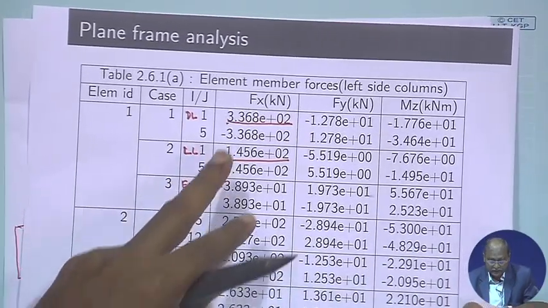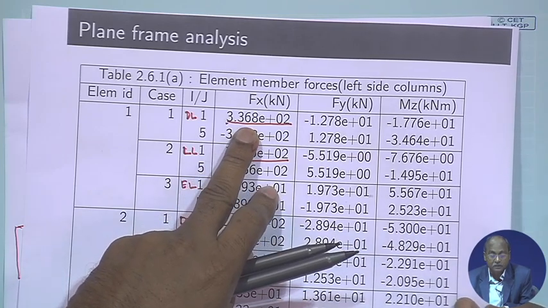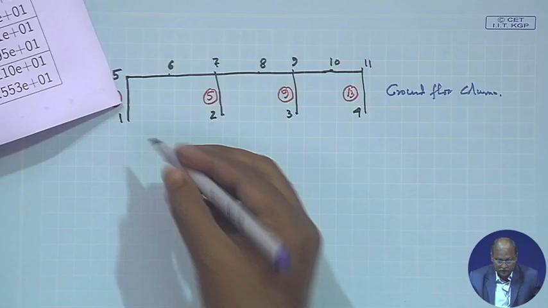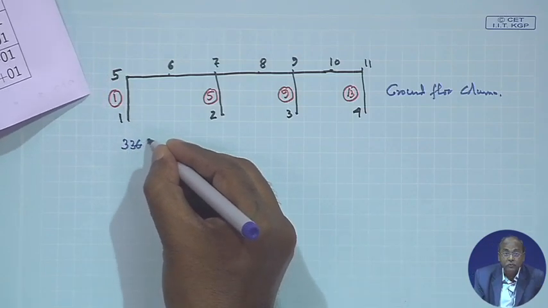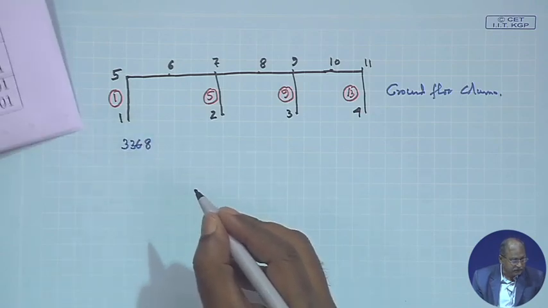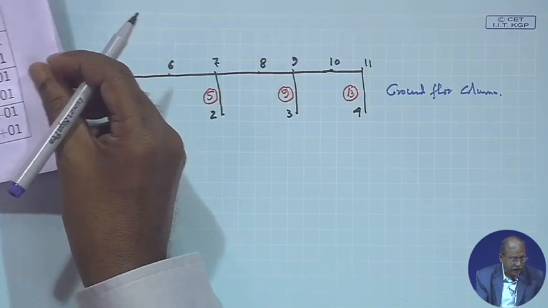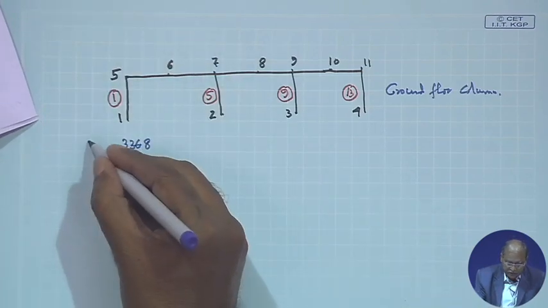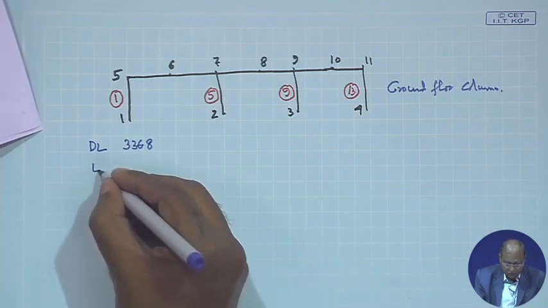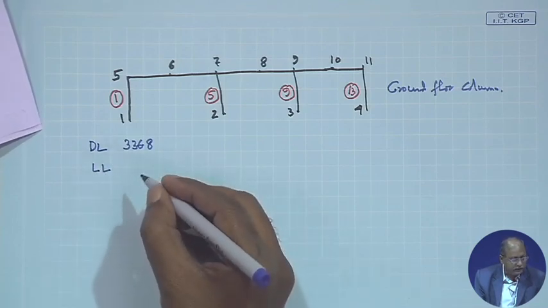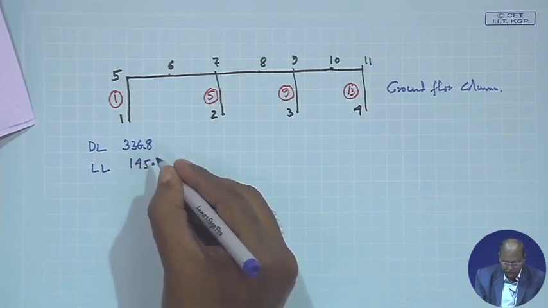So, from this one we shall take 336.8. We shall note down here 336.8, that is the one we have got here, and this is for dead load. Then for live load we are getting 145.6.